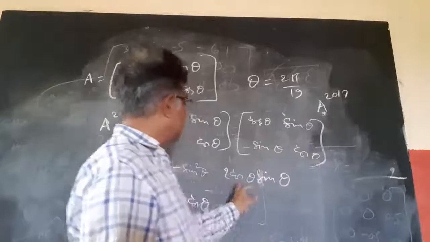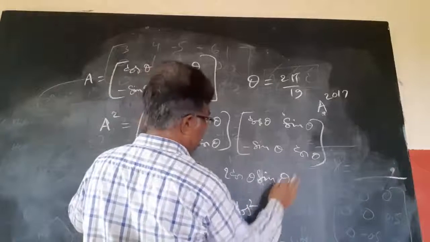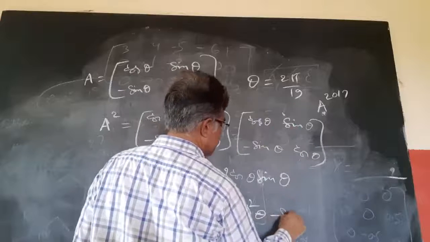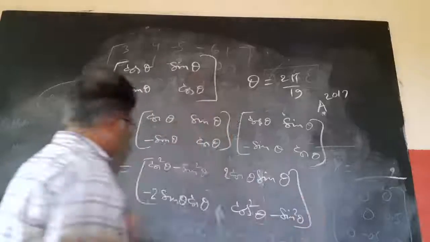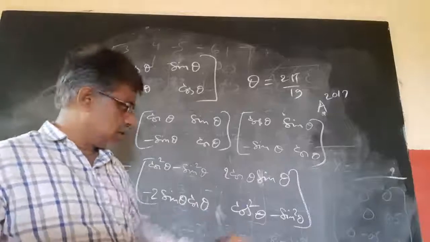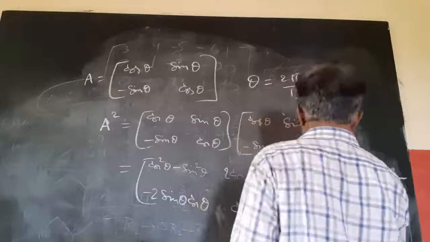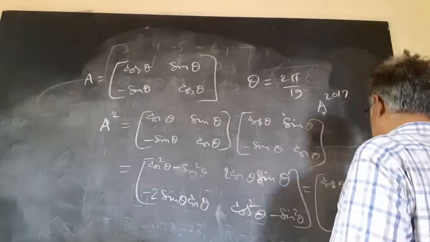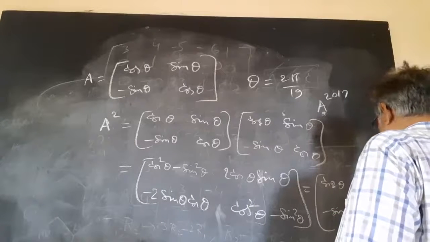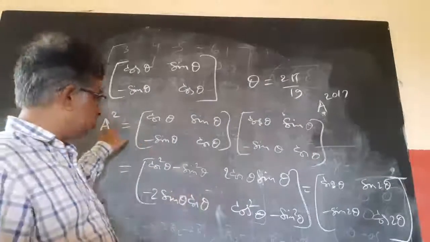Next, here you will get cos square theta minus sin square theta plus cos square theta. I am writing cos square theta minus sin square theta. Now this is nothing but cos 2 theta, sin 2 theta, minus sin 2 theta, cos 2 theta. So observe, if I am taking A square I am getting 2 theta.